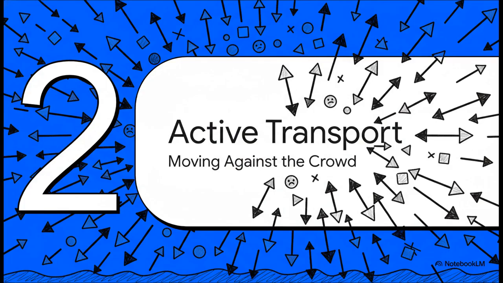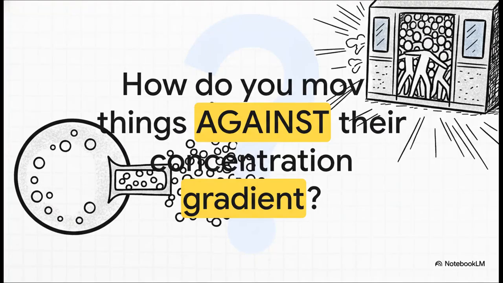Okay, that's all fine when you're going with the flow. But what happens when Cell City needs to import something that's already in really short supply outside? Or what if it needs to export waste that, frankly, doesn't want to leave? Well, you can't just go with the flow anymore. You have to actively fight against it. And that comes at a price. I mean, this is the crucial question, right? How in the world does a cell force molecules to move from a place where there are very few of them to a place where it's already packed?